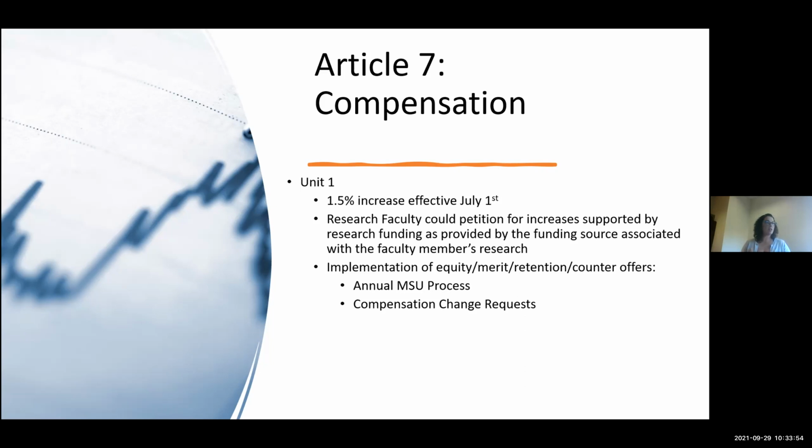One, as you know, effective July 1, faculty got a 1.5% increase. It's important, I mentioned before when I talked about the very basic overview of the collective bargaining agreements, that they are in place for 3 years, but the compensation article can be opened annually. That's what allows for these annual MSU increases.